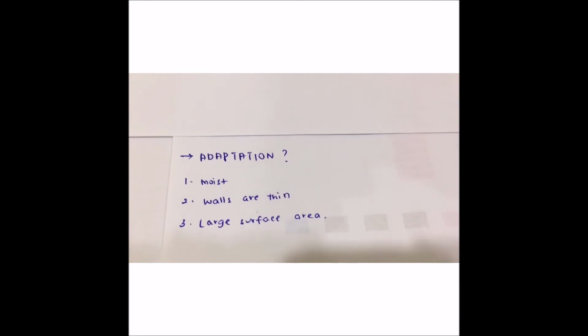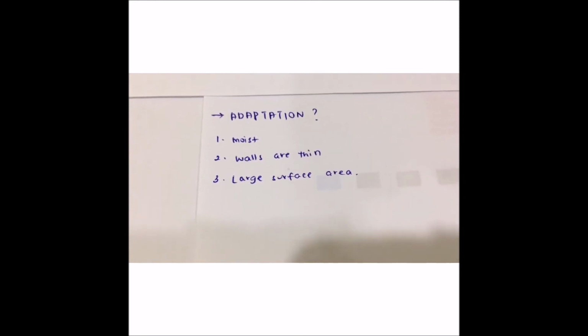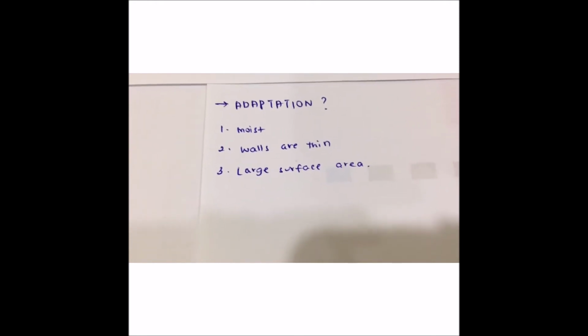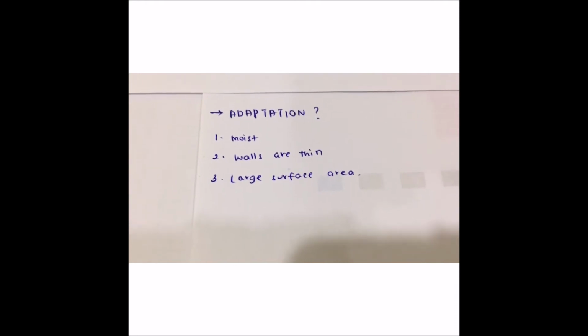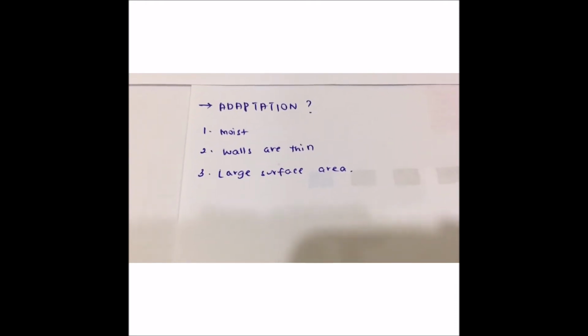So, what are the adaptations of respiratory structures to ensure adequate gases exchange? Most organisms share three common characteristics. Number 1, the respiratory structure is moist. Number 2, the walls of the respiratory surfaces are thin. Number 3, the respiratory structure has a large surface area.